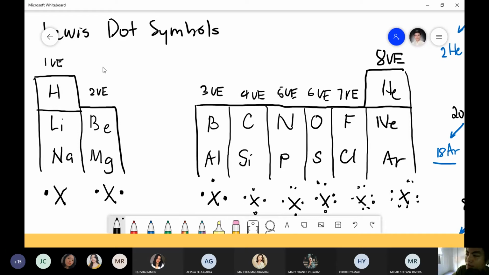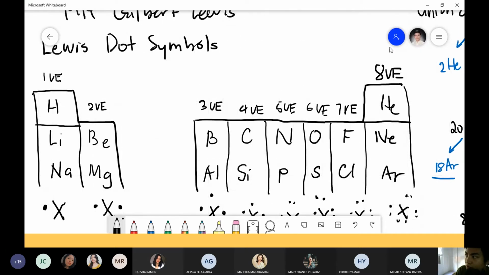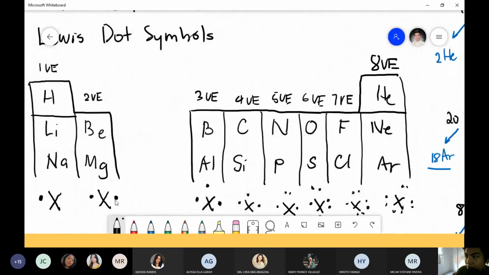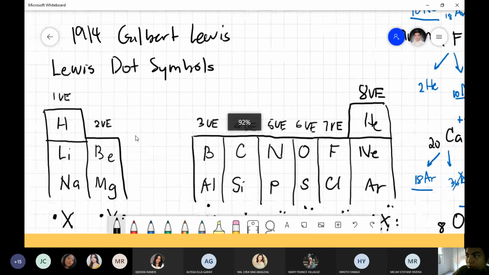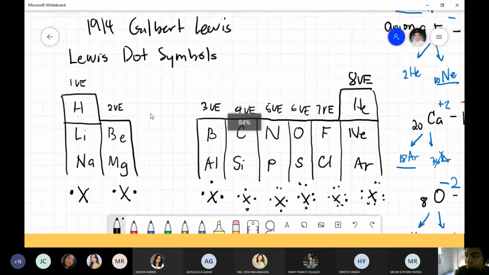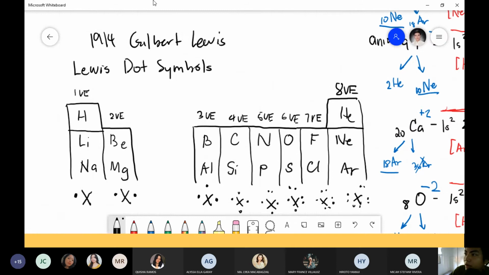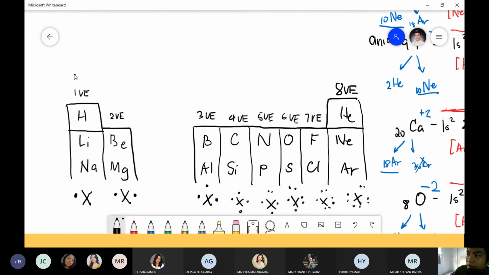Okay, so let's try to redo what we did earlier, using these dots, using these symbols. Let me zoom it out muna. Ayan, ganyan na lang. Okay, so let's try sodium again and fluorine. So let us represent sodium and fluorine as the Lewis dot symbol.